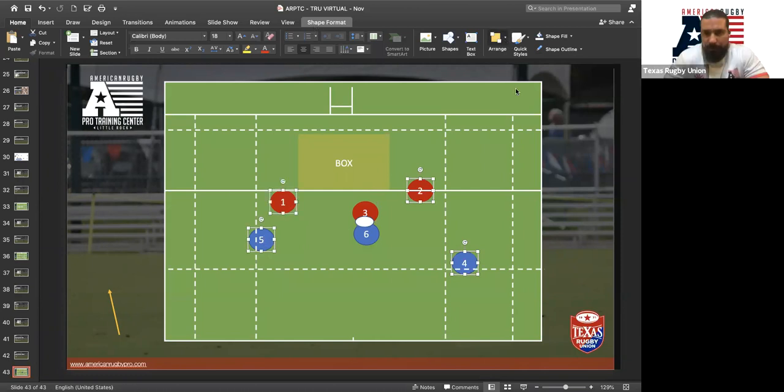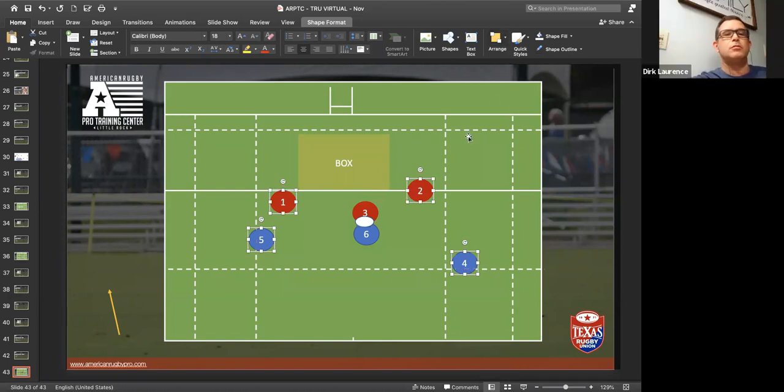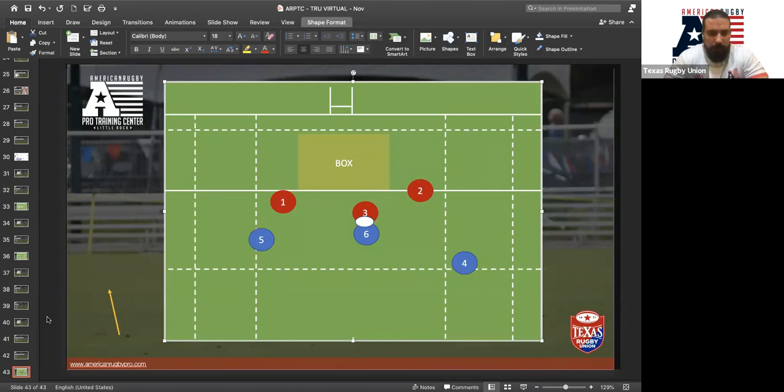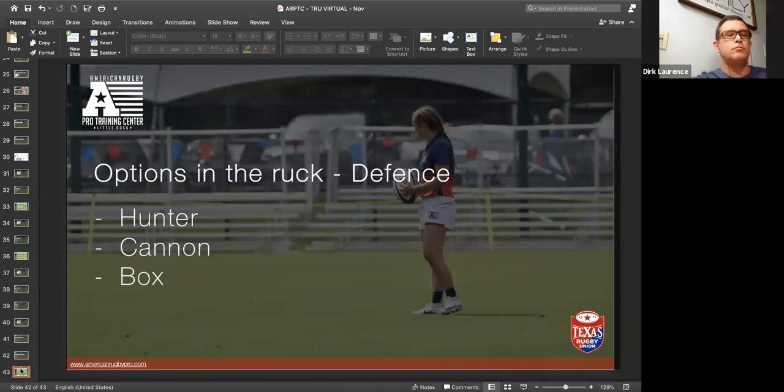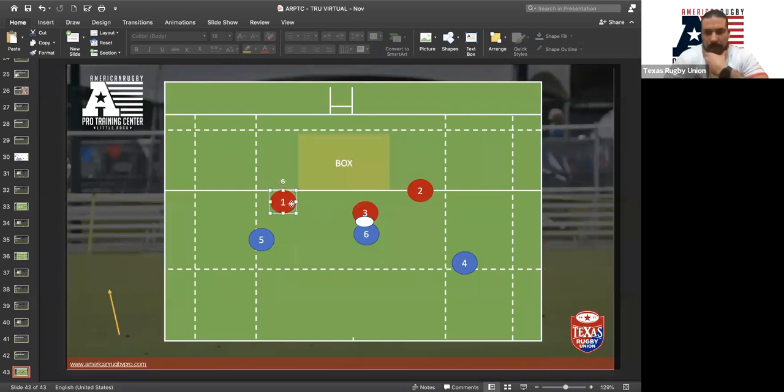And so why would you do that? Mainly because he's the closest man to the ruck. The only other option would be 3 getting back to his feet and taking the ball off. So what did we talk about before when we talked about our hunter? We talked about the hunter being the person always coming from the inside. So it would be the number 1 coming through.